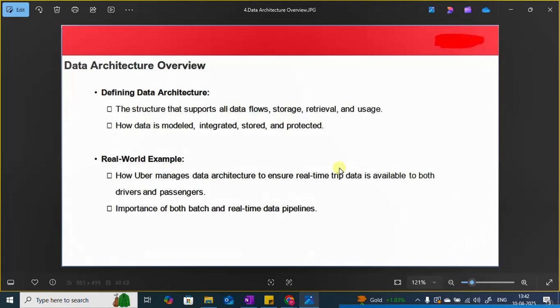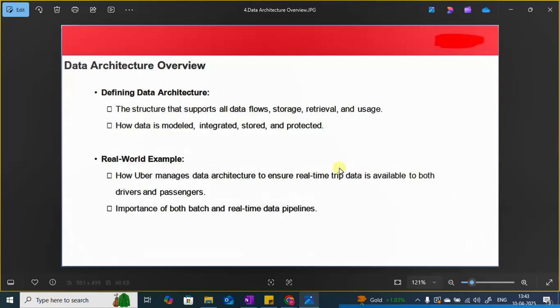Now, how data is modeled, integrated, stored and protected. Basically, I'm talking about data privacy, how data is protected, whether we are giving some extra security layer or not, like authentication, authorization, permissions, role access, read access, write access, edit access, modify access, everything. And how data is modeled, how we are building the model out of the data. That all comes under data architecture.